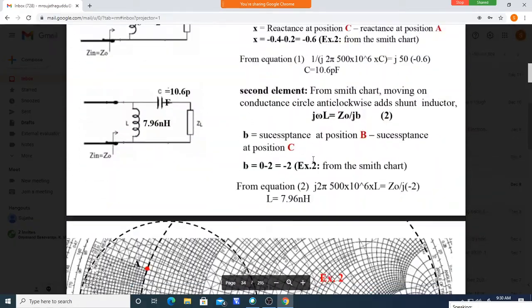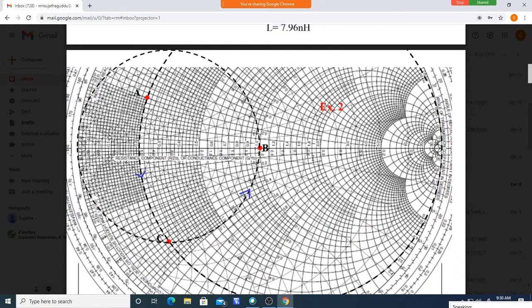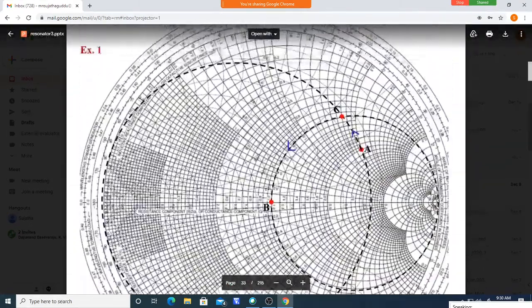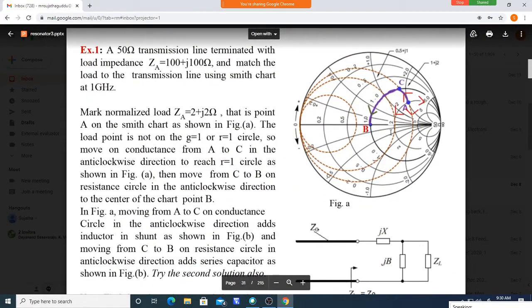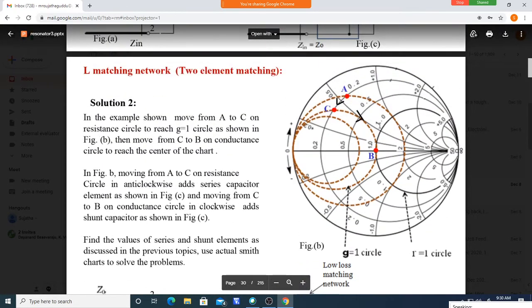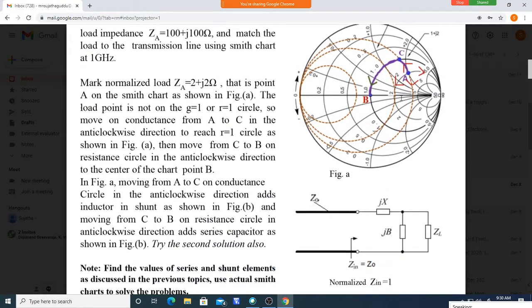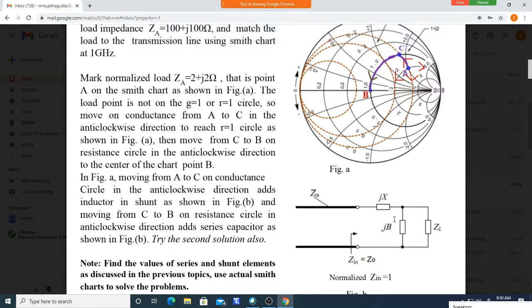Okay, that is what we have here. So now next, we know how to move over the Smith chart, that we understood from here. The next thing is, we are moving by adding inductors and capacitors, but how to find out the values? That is the next task here.